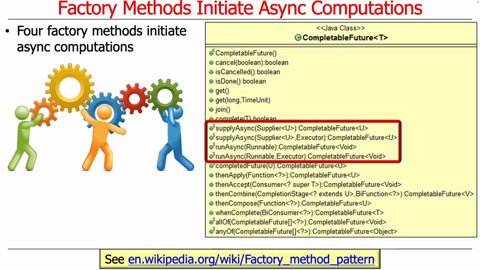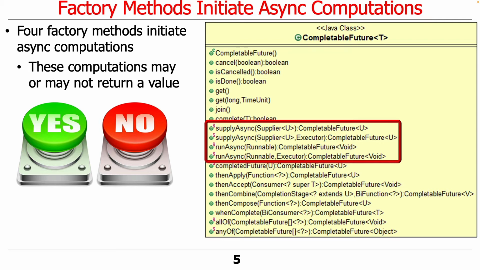And the analogy we always like to throw out there is legislation and sausage. You may not necessarily want to know how either of them is made. You may not necessarily want to deal with the consequences of them either, especially if you don't like to eat meat. But the point is that creation is different from use. And so factory methods encapsulate creation. So there are 4 factory methods that initiate asynchronous computations and shield the users from all the complexities of what is actually happening underneath the hood.